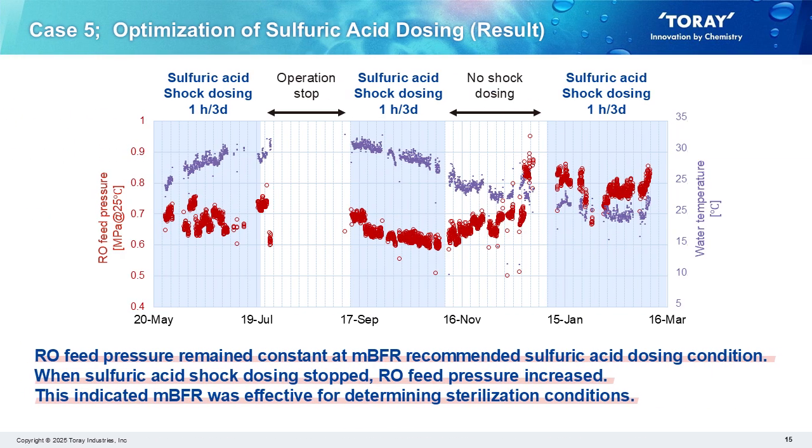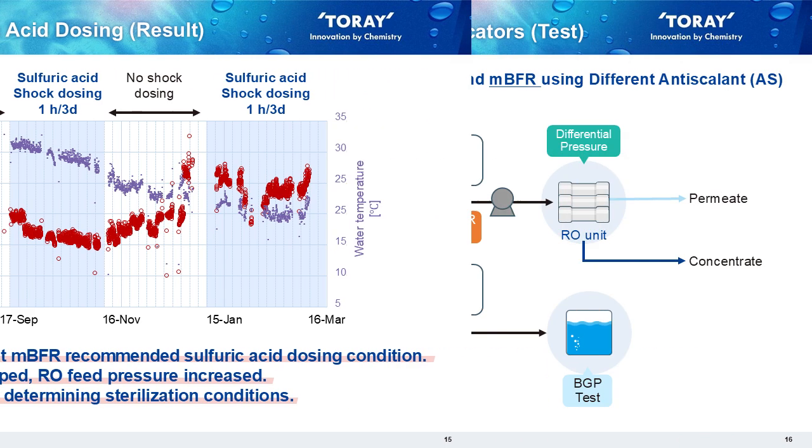Case 5, Result. During the test period, RO feed pressure remained constant under the mBFR recommended sulfuric acid dosing condition, once every 3 days. When shock dosing stopped, RO feed pressure increased, which indicated mBFR was effective for determining sterilization conditions.